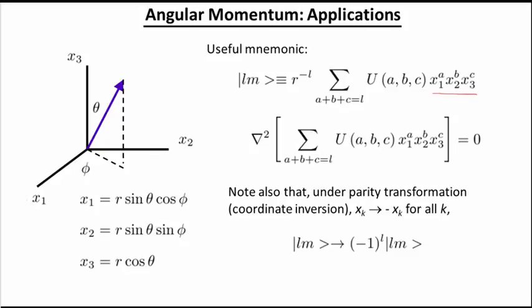So I'd like to also note another important result of this definition is that all the spherical harmonics of a degree L have a net power of L in the Cartesian coordinates. And so that means that under inversion of all coordinates, the spherical harmonics either remain the same if L is even, or change sign if L is odd.